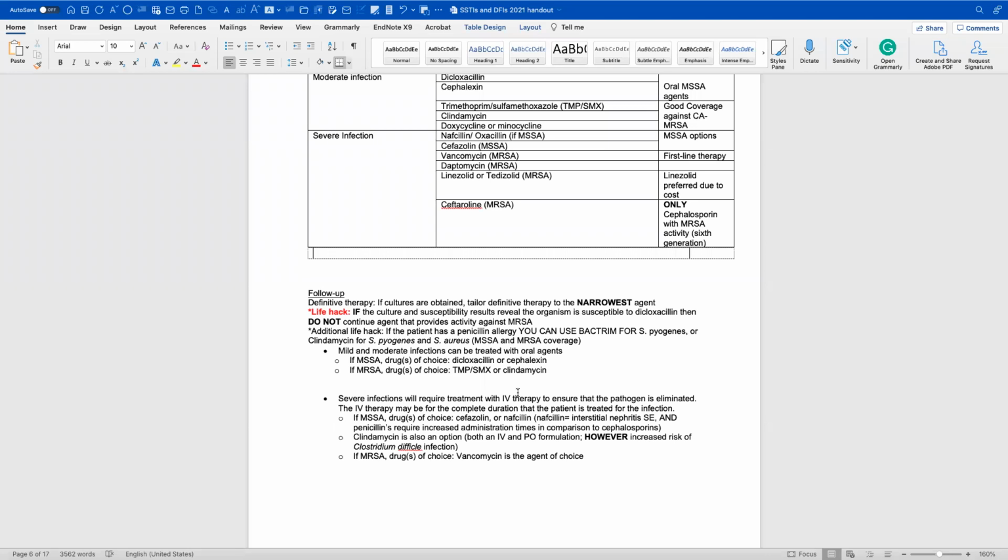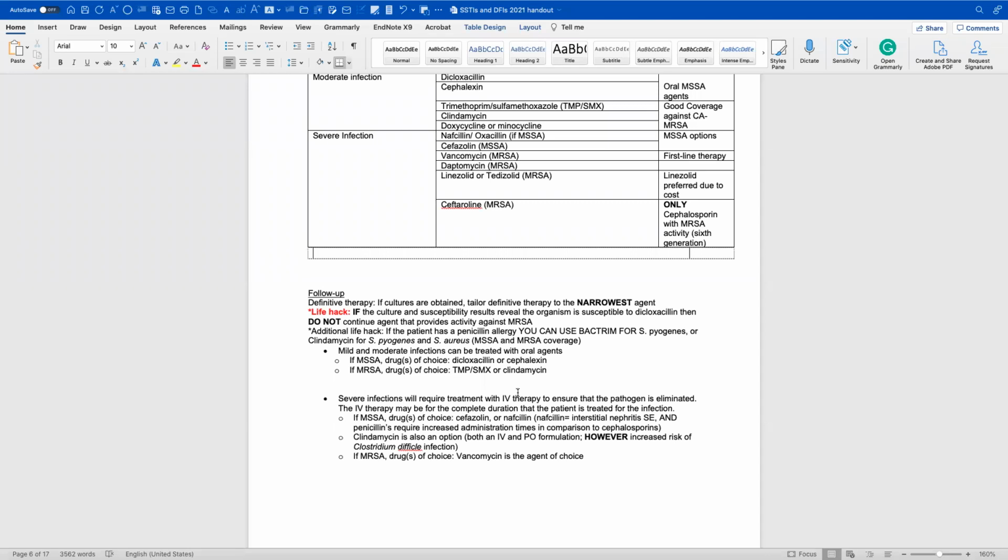So an additional life hack: if the patient has a penicillin allergy, you can use Bactrim for strep pyogenes, or clindamycin for strep pyogenes and Staph aureus coverage. I know you all have talked about beta hemolytic strep and coverage with Dr. F, but in the event that you get a patient with a penicillin allergy, you still want to treat strep pyogenes, you still want to treat Staph aureus, and you can use Bactrim or clindamycin.